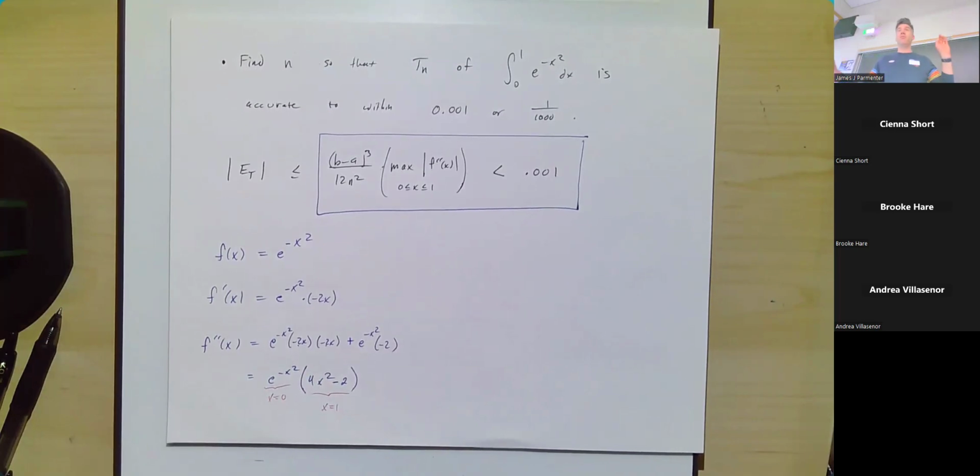We're picking and choosing the points for each factor that makes each factor as large as possible to make sure that we for sure have an upper bound. This is definitely a maximum. It might be too big. That's okay. It's okay to be too big. It's not okay to be not big enough.